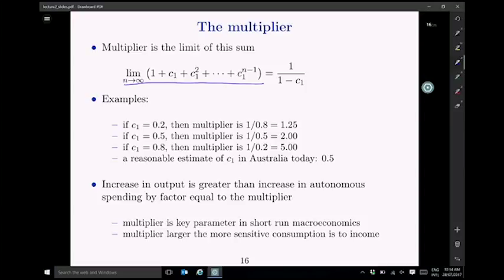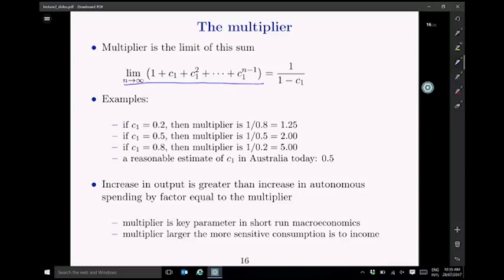And let's take a look at an example. Say if C1 is 0.2, marginal propensity is very small. So you only spend like a fifth of your extra dollar. And in this case, the multiplier is 1.25. That is, 1 unit increase in government spending will increase output by 1.25.